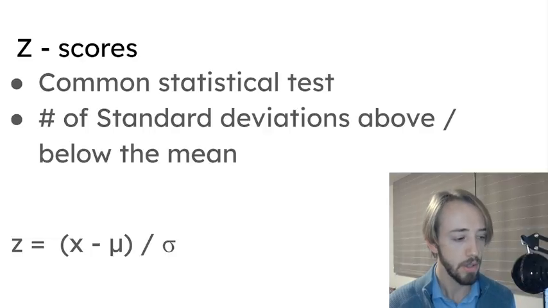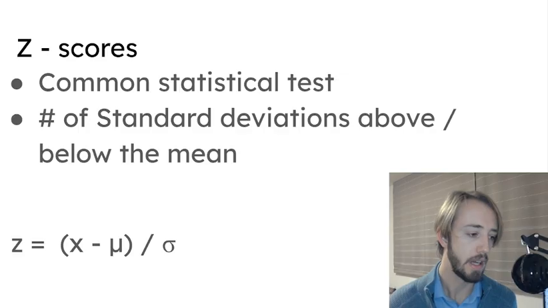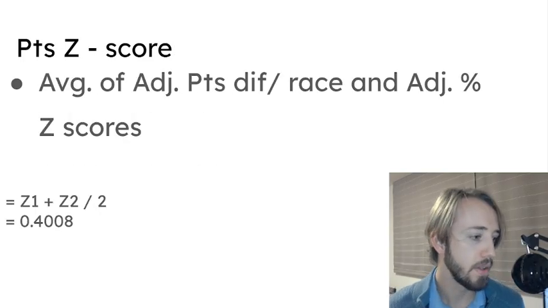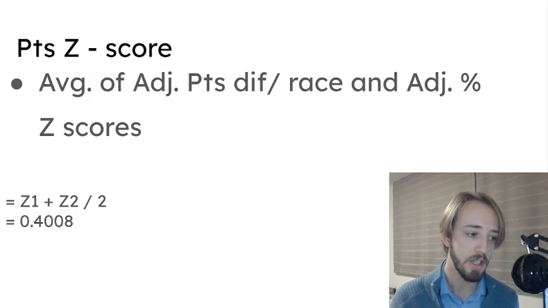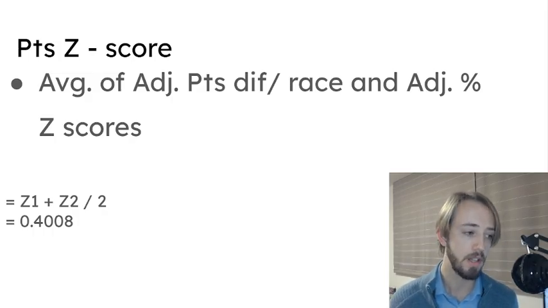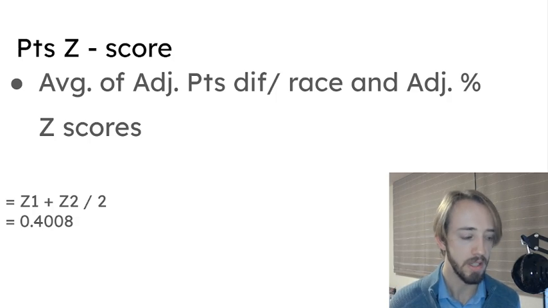It's calculated with the average. Let's see, what is that? The value minus the average, divided by the standard deviation. So for calculating the point Z score, you calculate the Z scores for the average adjusted points difference per race and the adjusted percentage. You calculate those separately, and then you take the average of those two values. So in our case here, the Z score for driver 1 was 0.4008.